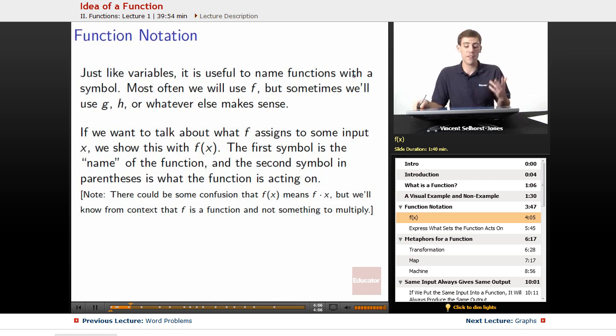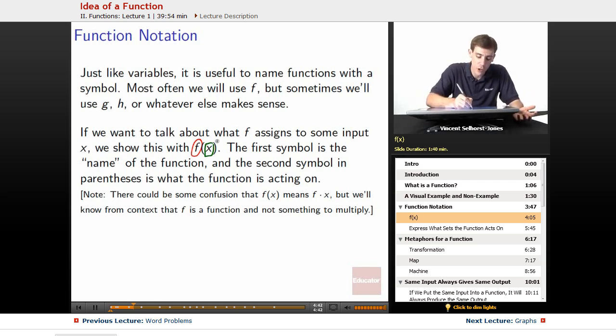If we want to talk about what f assigns to some input x, if x is what we call the element in our first set that we use f on, then it will be assigned to f of x. F acting on x, what f spits out when given x. So the first symbol is the name of the function that we're using. The second symbol, in parentheses, is what the function is acting on. So f, the name of our function, acting on x, and then that whole thing together is f of x. F of x is the name of what comes out of it.